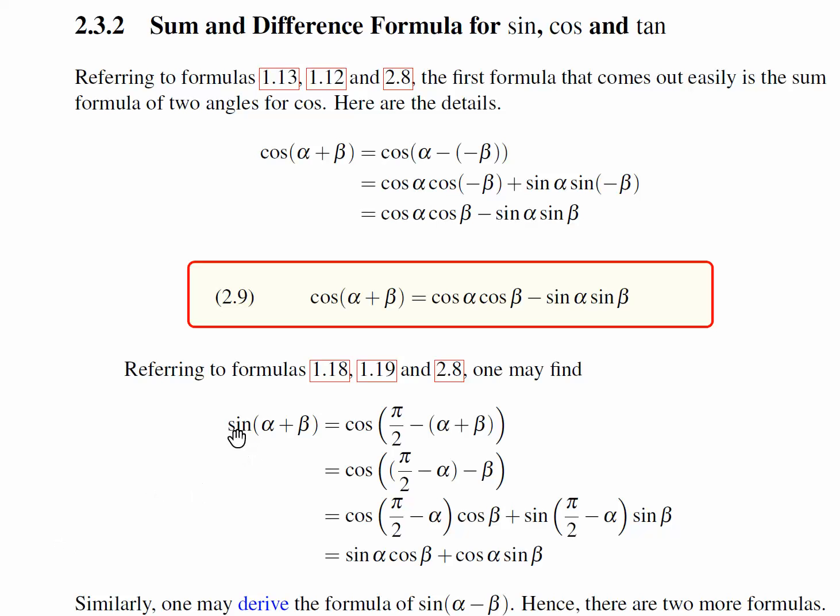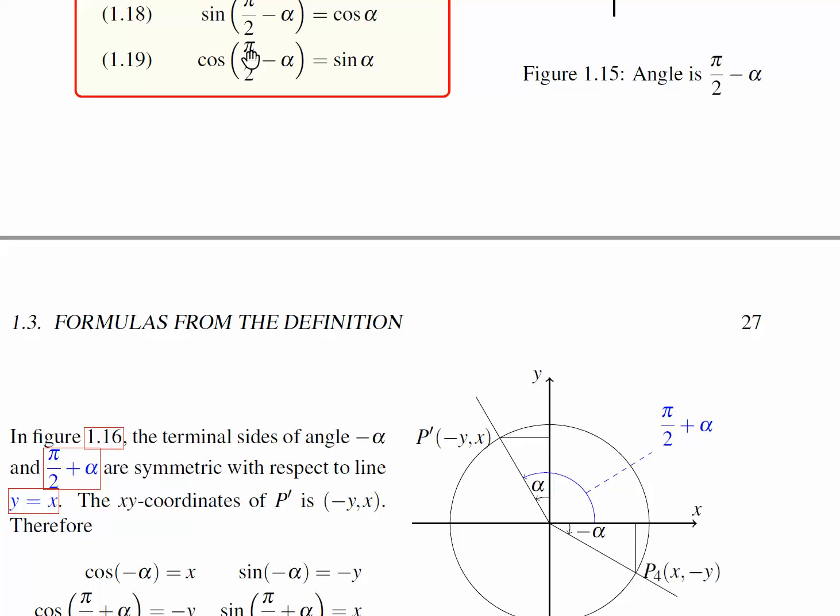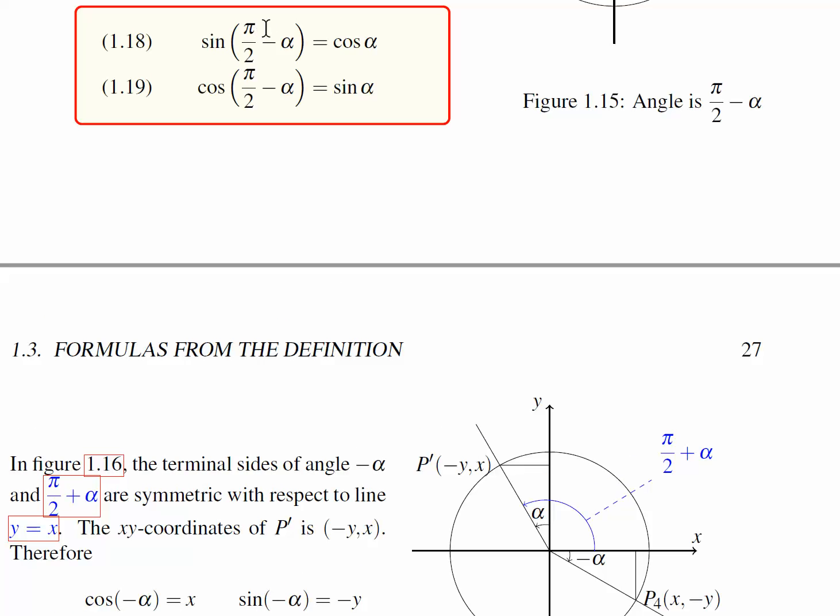Now we would like to know sine of alpha plus beta. Recall the formula right here. Sine of alpha plus beta equals cosine of pi over 2 minus the quantity alpha plus beta. You treat alpha plus beta as a single angle, a single quantity, by the formula we learned before. You see right here, sine of pi over 2 minus alpha is cosine alpha, and cosine of pi over 2 minus alpha is sine alpha. So we use the formula right here.